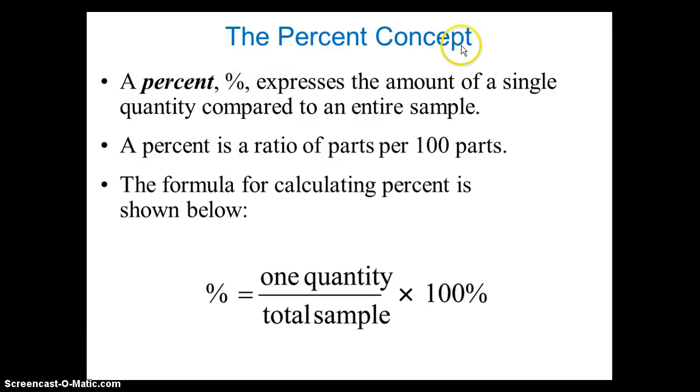The percentage concept. A percent expresses the amount of a single quantity compared to an entire sample. A percent is a ratio of parts per 100 parts. And the formula for calculating percent is percent equals one quantity divided by total sample, total quantity, times 100%. And that's how you calculate percent.